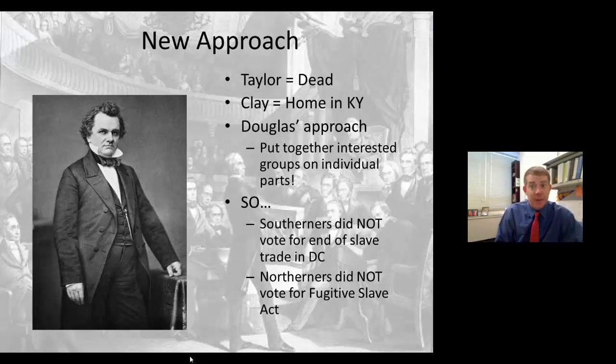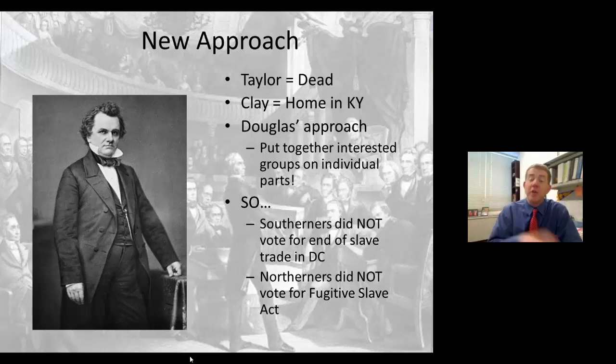Now, the reason that he's going to be able to do this, and Clay wasn't, is that Zachary Taylor actually dies while he's in office in July of 1850, and I'll tell you that story next Monday. It's kind of an interesting story that I have a newspaper article that I'll show you. But Taylor's dead, Clay's at home, and Douglas picks up the pieces of the compromise and passes them one at a time, but he does so in a way where he gets coalitions of voters to vote on them, so he doesn't have the extremists voting for either side.